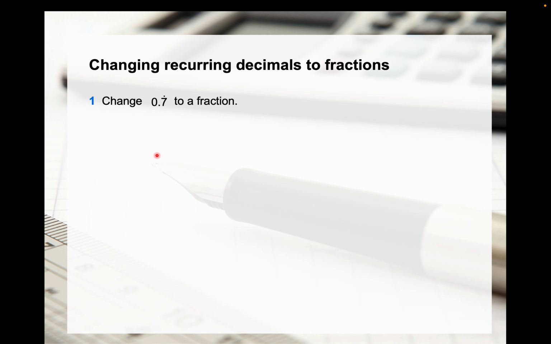So I'm going to say let x equal 0.777. Basically, we are taking 0.7 recurring as just x. So this is going to be the fraction. We're looking for x, so it equals some fraction.